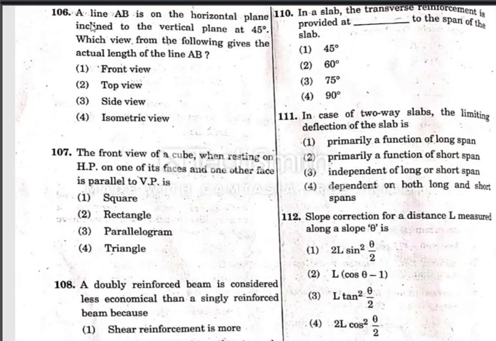And the next question: a line AB is on the horizontal plane and inclined to the vertical plane at 45 degrees. Which view from the following gives the actual length of the line AB? This line gives the actual length in the top view. So option 2, top view, is the correct answer.